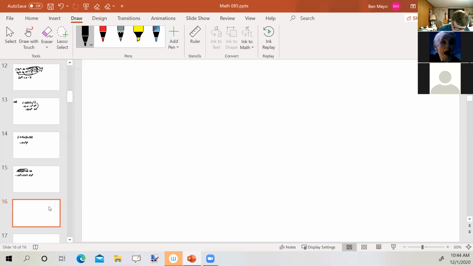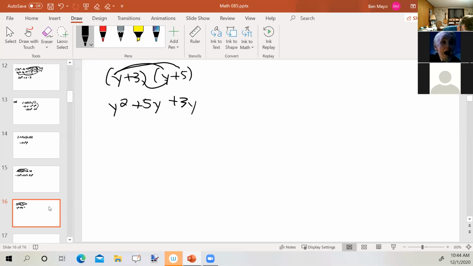Now let's multiply a polynomial, that is a binomial, times a binomial. So we're going to FOIL this together. We'll do the first times the first, then we'll do the outer, and then the inner, and then the last. Combining like terms, we get y squared plus 8y plus 15.